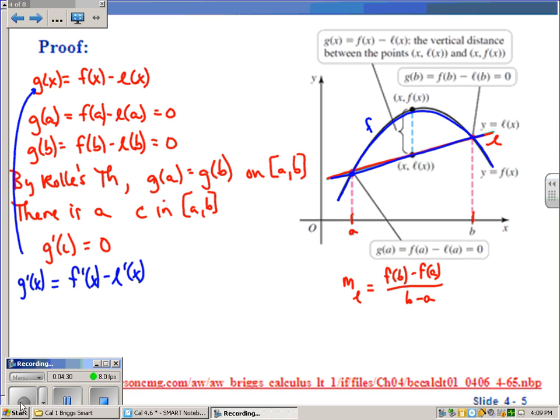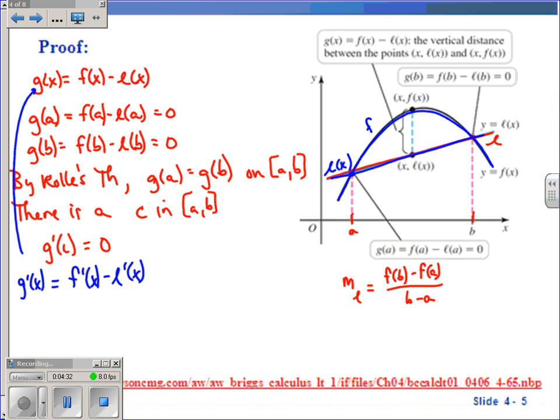Remember this line over here, L of x, it's a line. So the slope of it is the derivative. So L prime of x will be that slope: f of b minus f of a over b minus a for all x in that interval. A line has a constant slope.